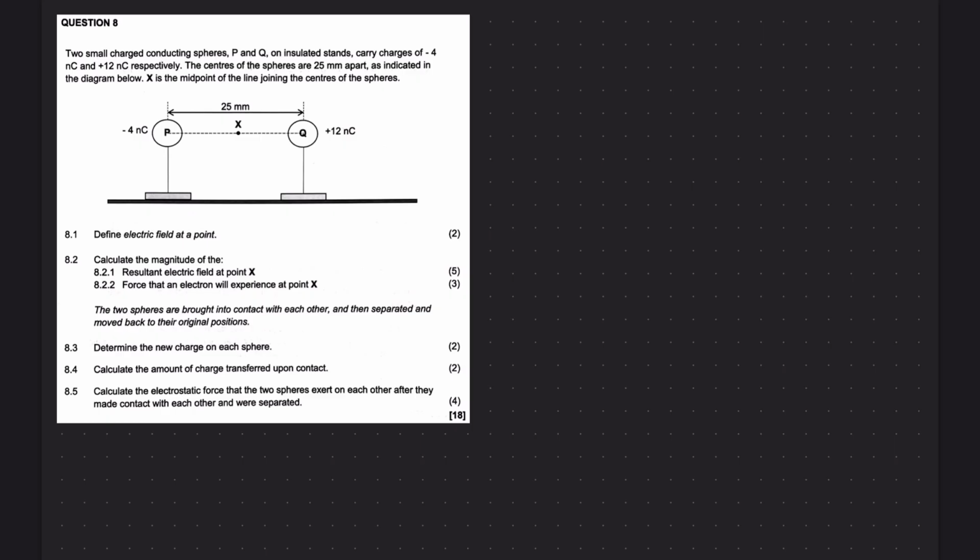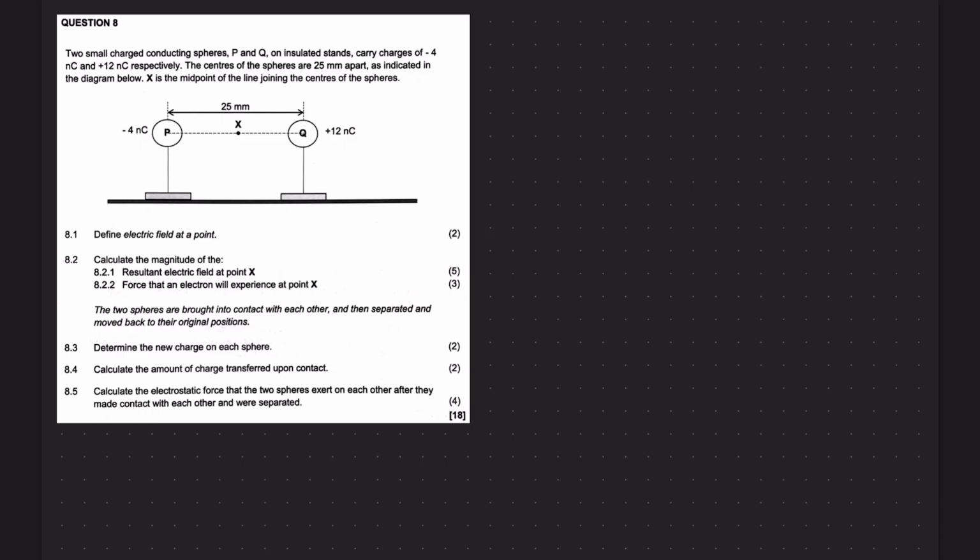So question number 8 reads: two small charged conducting spheres P and Q on insulated stands carry charges of -4 nanocoulombs and +12 nanocoulombs respectively. The centers of the spheres are 25 millimeters apart as indicated in the diagram. X is the midpoint joining the centers. Again, 8.1, definition, we leave it out. Those are readily available. Question 8.2, calculate the magnitude.